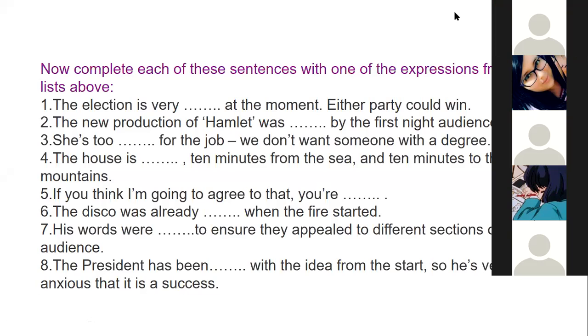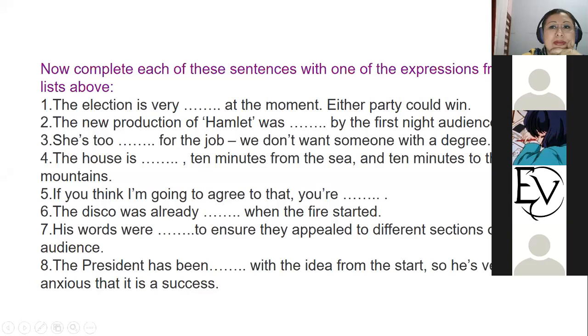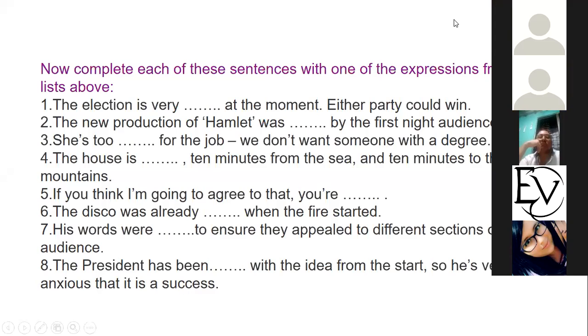Yes, teacher, number five: if you think I'm going to agree to that, you are badly mistaken. Yeah, badly mistaken. Te estás equivocando malamente, ¿verdad? Very good. Okay, Roberto. Juan Carlos, someone who wants to complete number 7 or 8. Okay, let's see number 7.